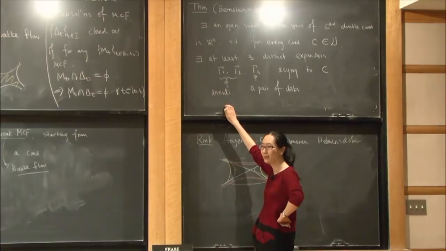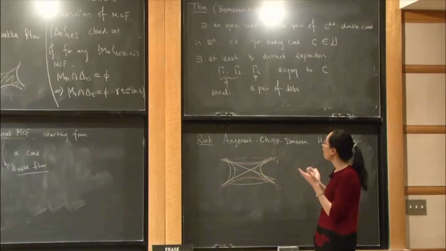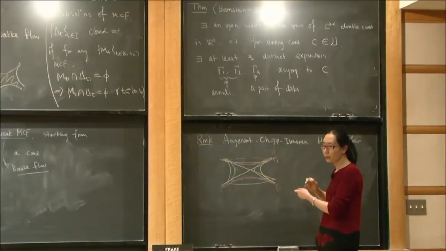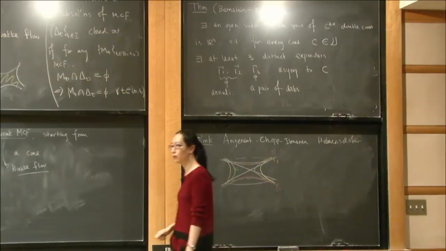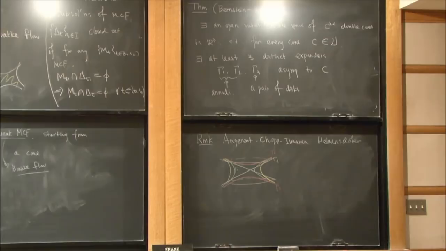If you don't care about the topology of the expander you construct, you could have another method: you can use a variational method to construct three examples, but then you don't necessarily know the topology of all these examples. But in dimension 3, we use the degree method, which is a parametrized method, so you can control the topology of the examples you construct.